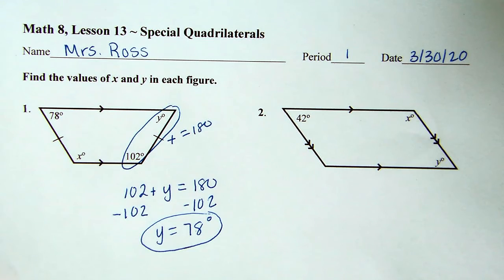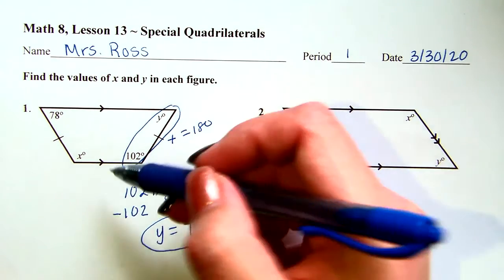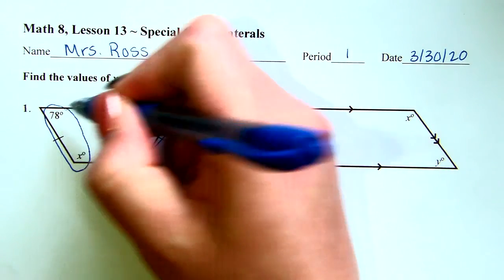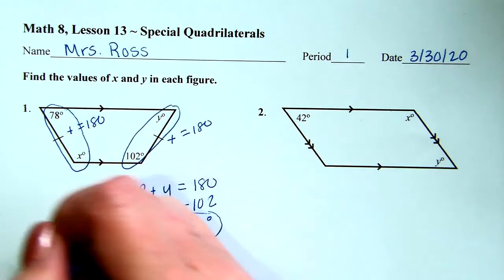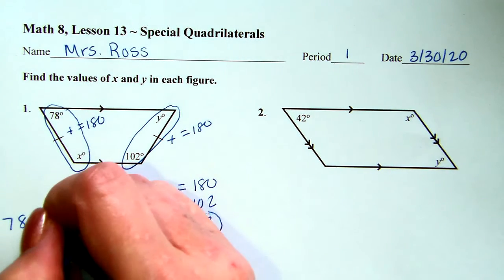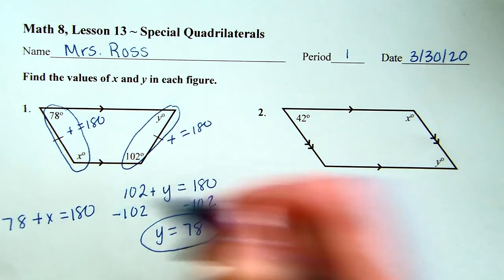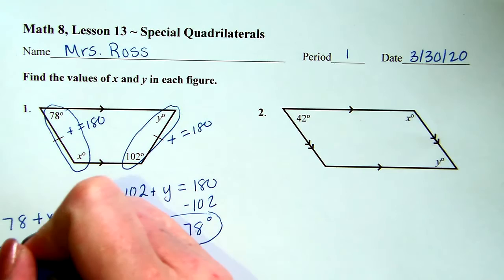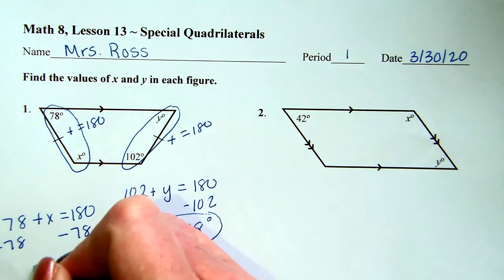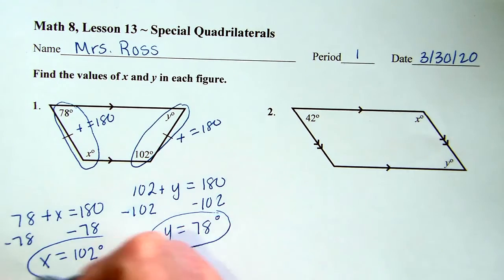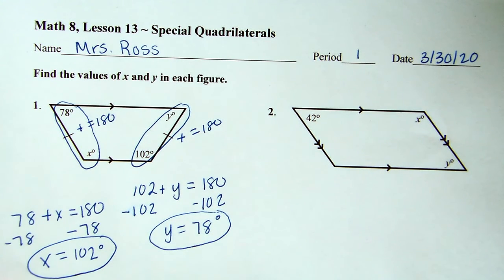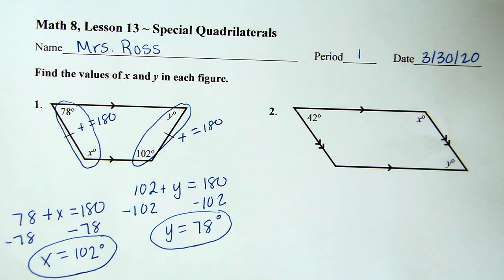Now, for x, once again, these are adding together to equal 180. So, I'm going to go 78 plus x equals 180. I'm going to minus the 78, and that gives me x equals 102 degrees. So now we have found the values of x and y in our figure. Now, you don't always have to find x first. Sometimes it's going to be easiest to find y first, and that's totally okay. All right, so here we go.